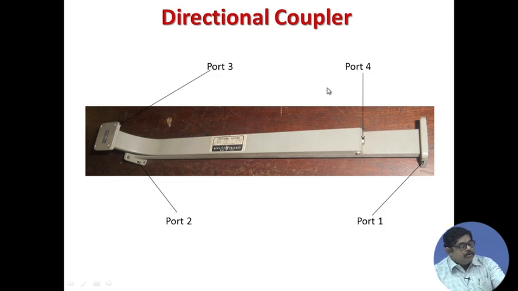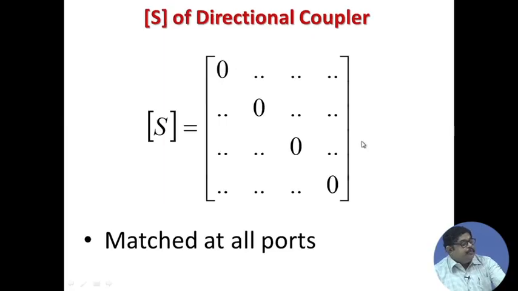But to show you, you can remove this, and if we put these flanges, you can make it a port here. Okay. Now, let us find what is the scattering parameter of this directional coupler.